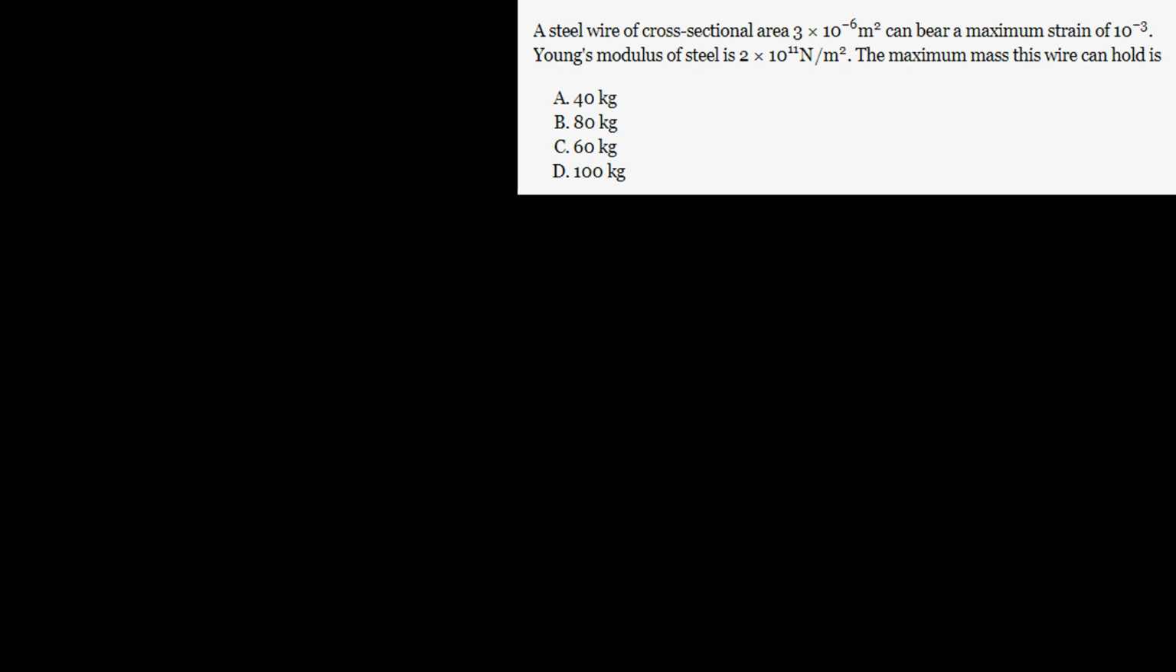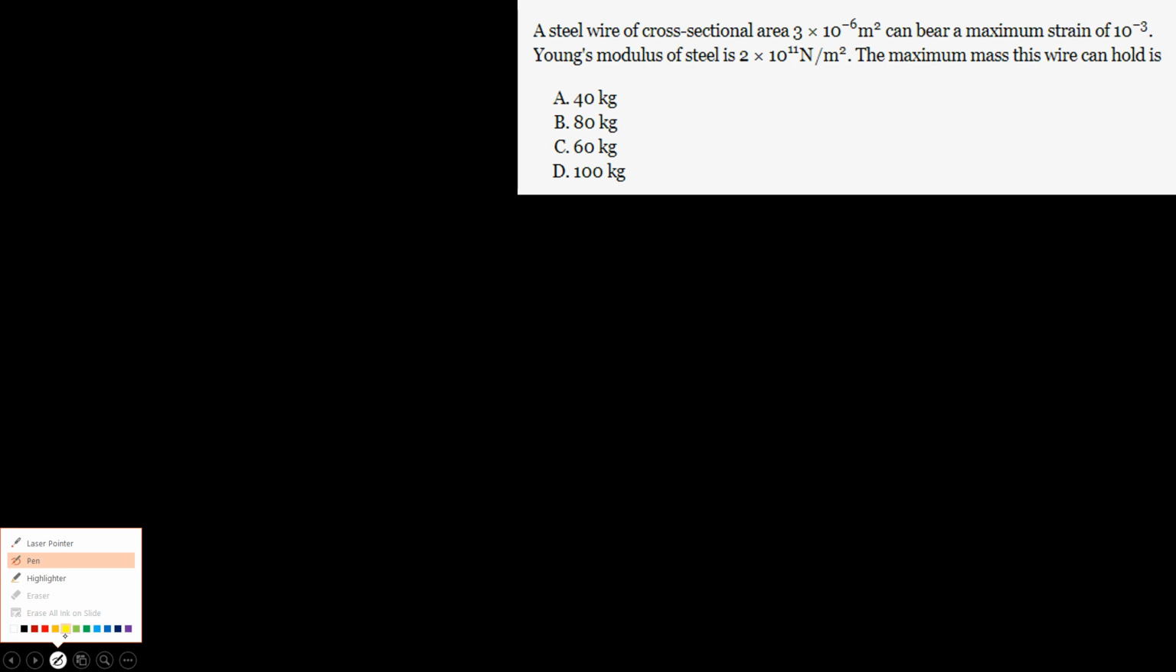A steel wire of cross sectional area. Here the area is given to you, right? So not a problem. A steel wire of cross sectional area 3 multiplied by 10 raised to the power of negative 6 meter square can bear a strain of 10 raised to the power of negative 3. Young's modulus of steel is 2 multiplied by 10 raised to the power of 11 Newton per meter squared. The maximum mass this wire can hold is what?